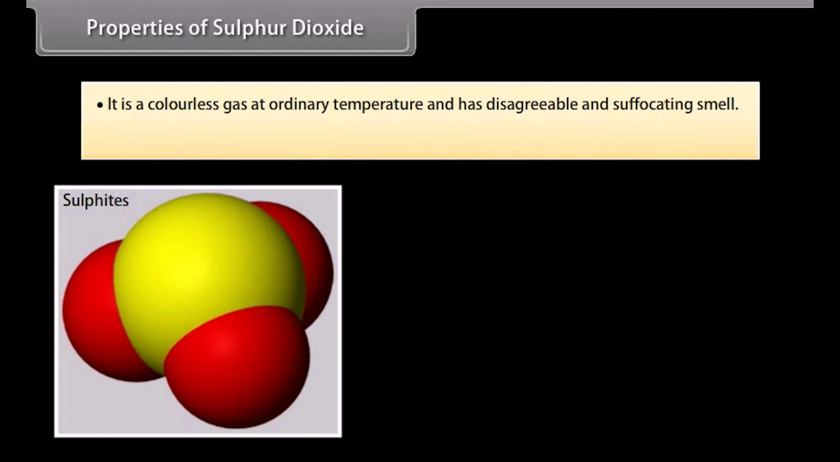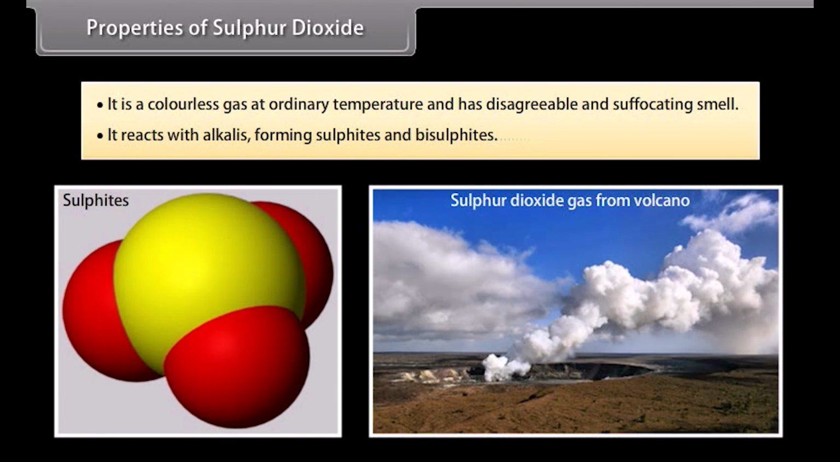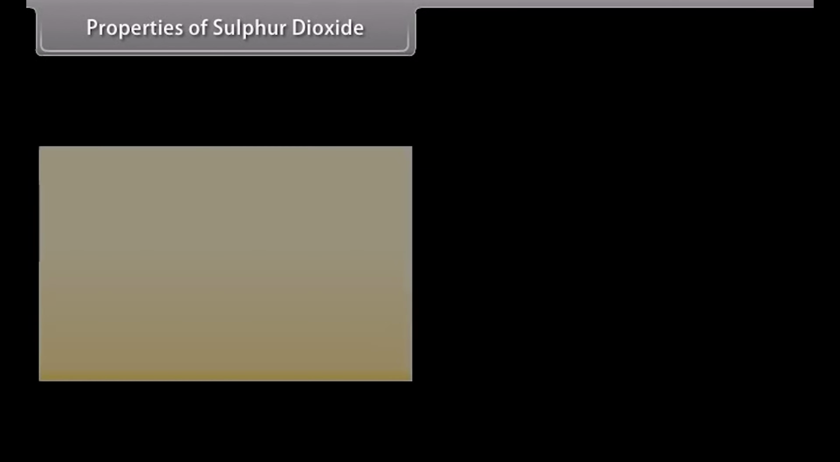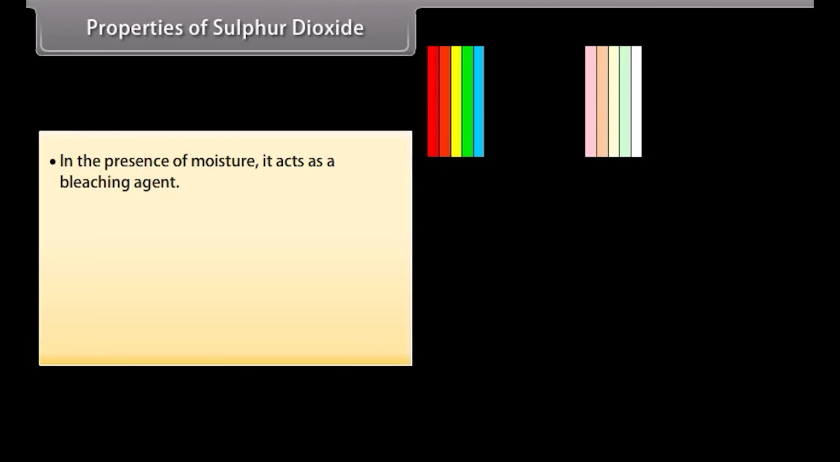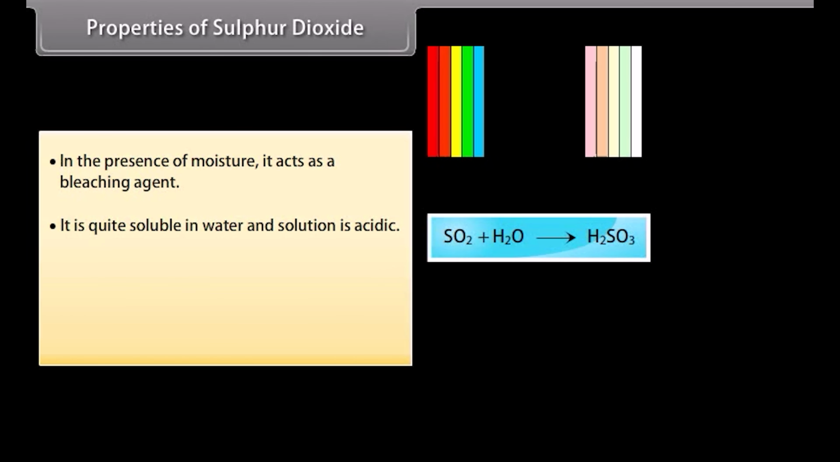Properties of sulphur dioxide. It is a colorless gas at ordinary temperature and has disagreeable and suffocating smell. It reacts with alkalis, forming sulphites and bisulphites. In the presence of moisture, it acts as a bleaching agent. It is quite soluble in water and solution is acidic.